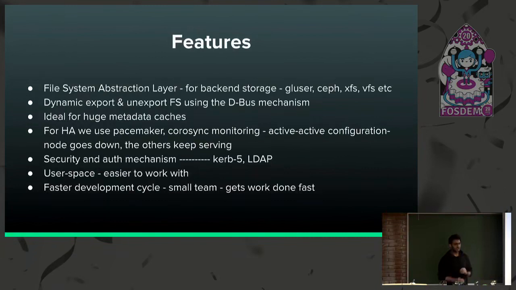Features. Okay, so let me just start by talking about FSAL, the file system abstraction layer. FSAL is basically like a plugin that's written in NFS Ganesha for your backend file systems. So if you have a file system and you have a library that supports it, you write a library in your file system to integrate it with NFS, you can write an FSAL in NFS Ganesha for it, and then you can just straight up use your file system with NFS Ganesha. So that's where FSAL is handy.